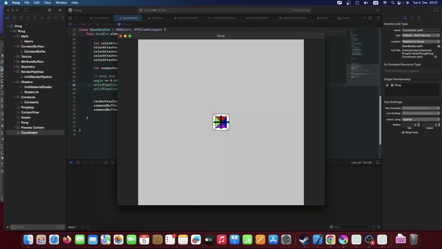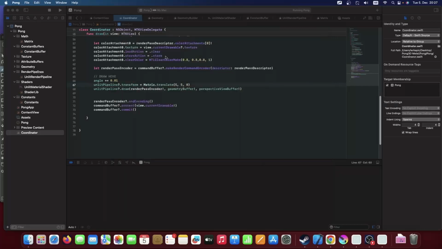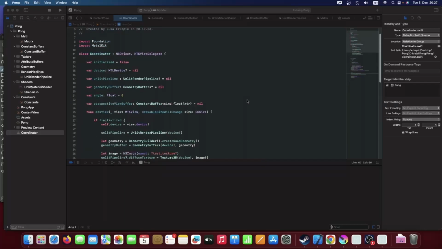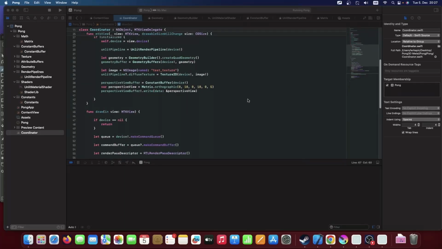So now you can use this orthographic projection. I also like to call it mapping from one space to another. You're mapping from -1 to 1 to some other space. So you can also think about it like that, and that's the way I usually think about it.